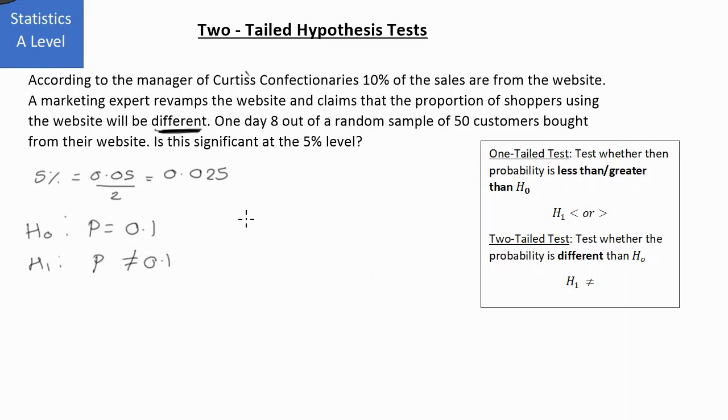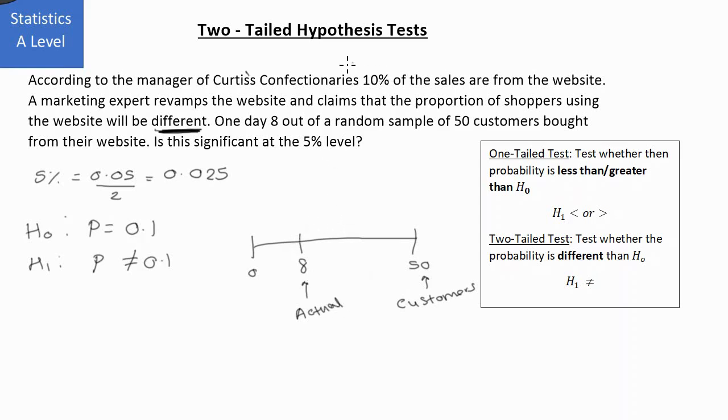Now from here, what we do is very, very similar to what we do in a one-tailed test. We draw something like this, and we're going to say we've got 50 customers. So this is the number of customers. So we've got 50 customers, and out of those 50 customers, on this day, 8 people buy from the website. So this is the actual number of customers who buy from the website.